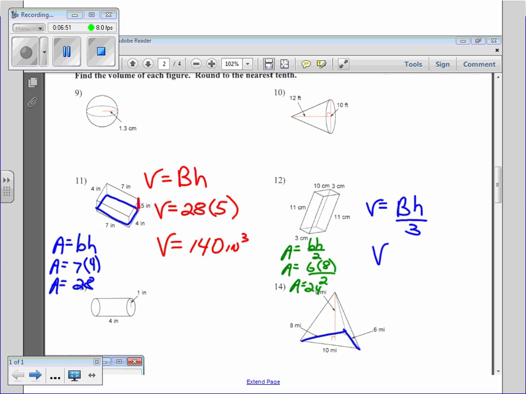So now my volume is going to be 24 times my height. My height looks like it's 9. And all of that divided by 3. So now it's just calculator activity. Clear out my calculator. 24 times 9. Get an answer. Divide by 3. Looks like my volume is 72. And that would be cubic miles. Hopefully these formulas will help the students get through the rest of this worksheet.